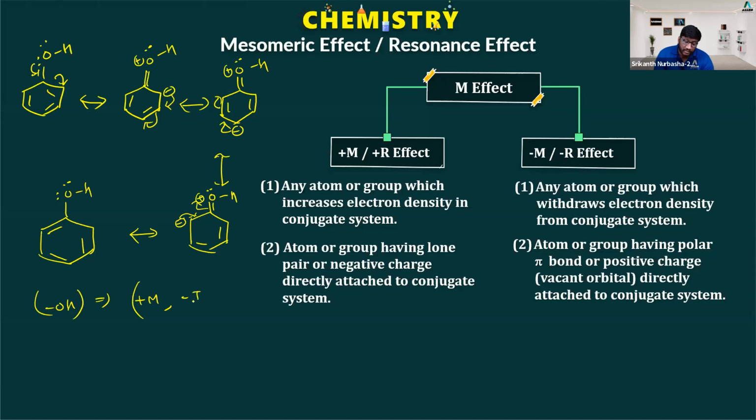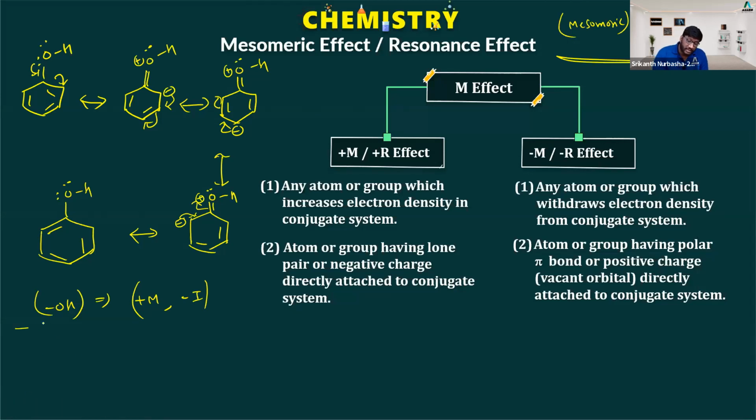Also, does it have any inductive effect? Can I say minus I? Because oxygen is more electronegative when compared to carbon, it withdraws the electron density due to inductive effect. So OH group is plus M group as well as minus I group, and always the mesomeric effect is dominating when compared to inductive, except a few examples. Like for halogens, inductive is dominant when compared to mesomeric. So this is how you can draw the resonating structures where you have plus M group or plus R group.